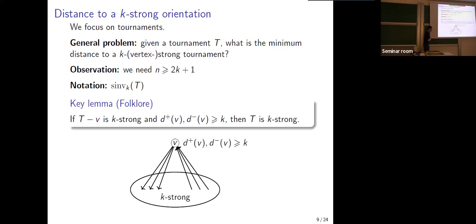To prove bounds on this, our main tool will be this lemma, which says that if you have a k-strong digraph and you add a new vertex with in-degree and out-degree at least k, then the resulting digraph is also k-strong. This is, I think, not natural. You add a vertex with a lot of neighbors, and it's still k-strong.